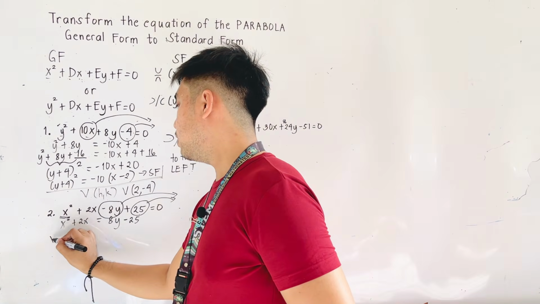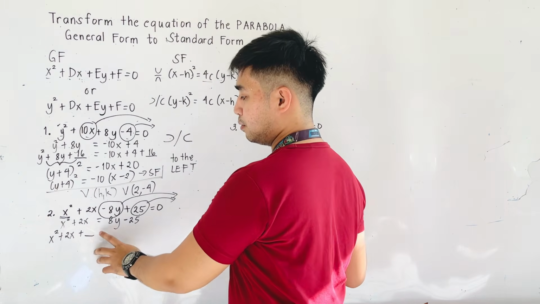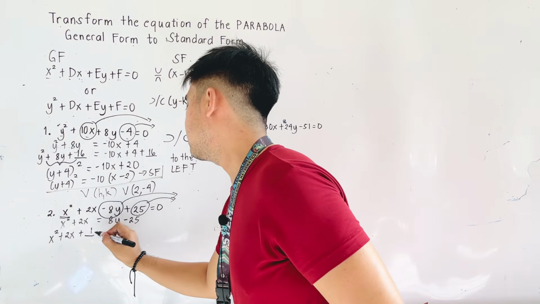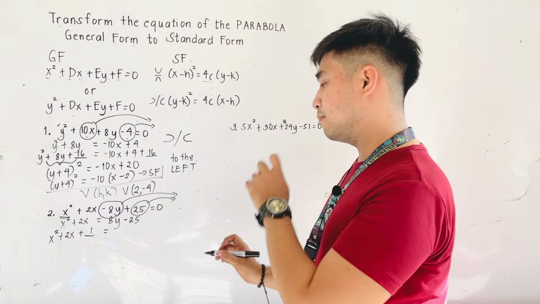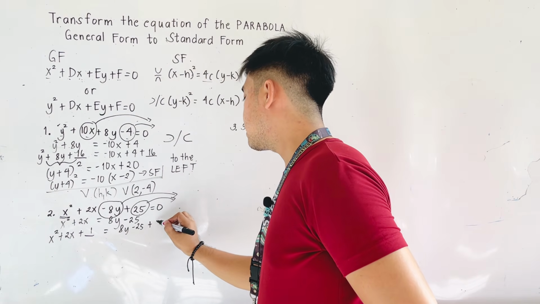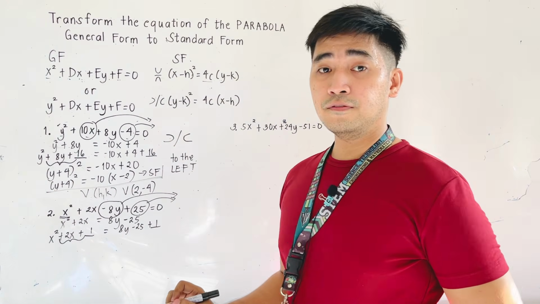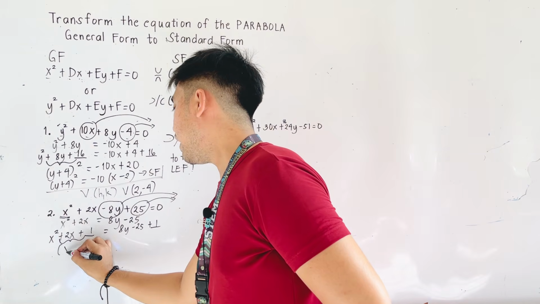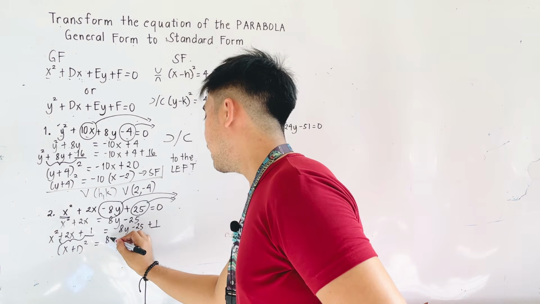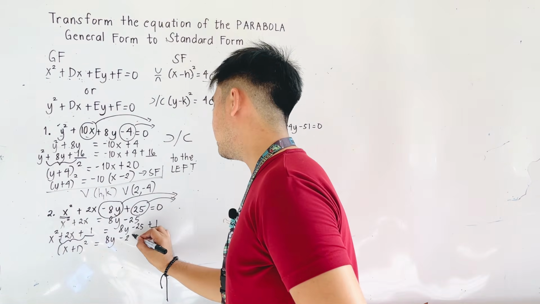Completing the x variable, that becomes x squared plus 2x. So, what do we add here? We add 2 divided by 2, that is 1. 1 squared will result to 1, is equal to 8y minus 25 plus 1. Okay? Factor this out. Therefore, we'll now be having x plus 1 quantity squared is equal to 8y. Negative 25 plus 1 will give us an answer of negative 24.